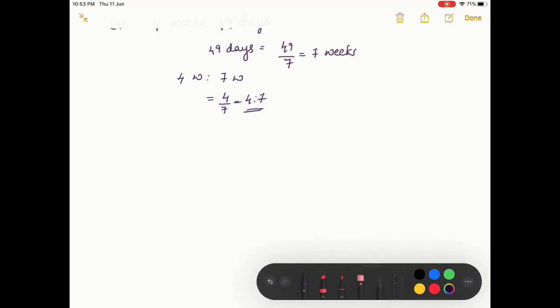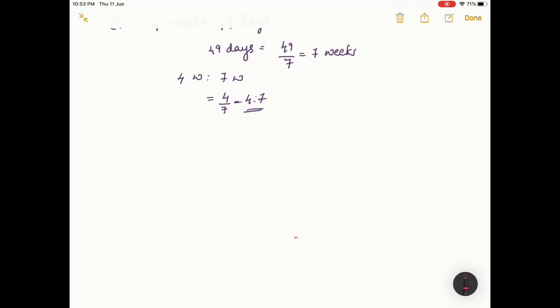It's very simple. Okay, now let me do the third sub question. What's given in the third sub question? 3 years 4 months is to 5 years 5 months. Okay, 3 years 4 months will be equal to 3 into 12.